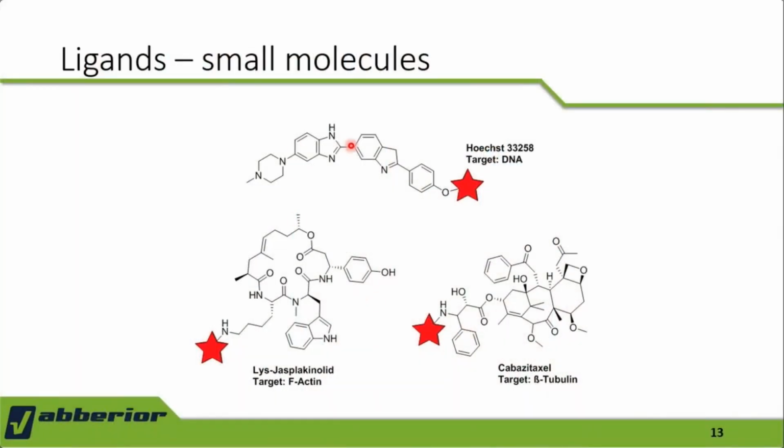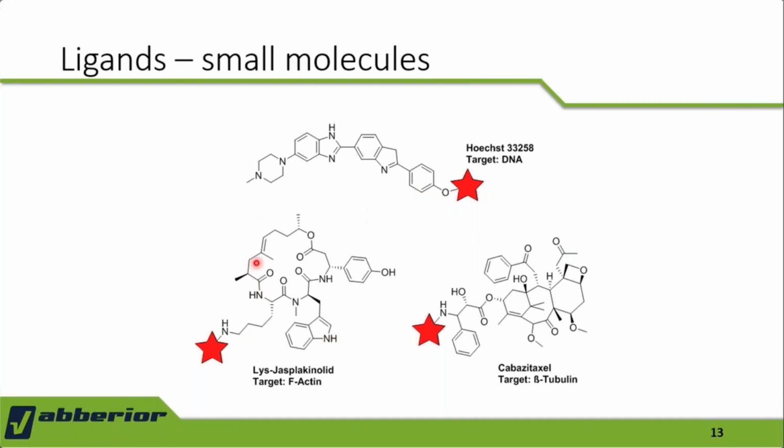Other ligands are those small molecules I've shown you here. So one is Hoechst. Hoechst is a DNA binder, so it will interact with double-stranded DNA. And when we bind the Hoechst moiety to our fluorophore, we can nicely create DNA probes, which very specifically stain the DNA.